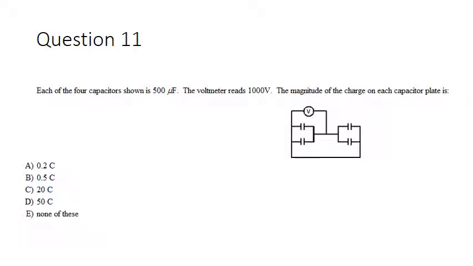Okay, another few questions. We have here a combination of four capacitors. Each capacitor is 500 microfarad, and we have a voltmeter reading 1000 volts between these two points. What is the magnitude of the charge on each capacitor plate? So it is required to find the charge, assuming Q1, Q2, Q3, Q4 are all the same in this case. So the value of the charge Q in this capacitor would be 0.2, 0.5, 20, 50, or none of these. Let us see.